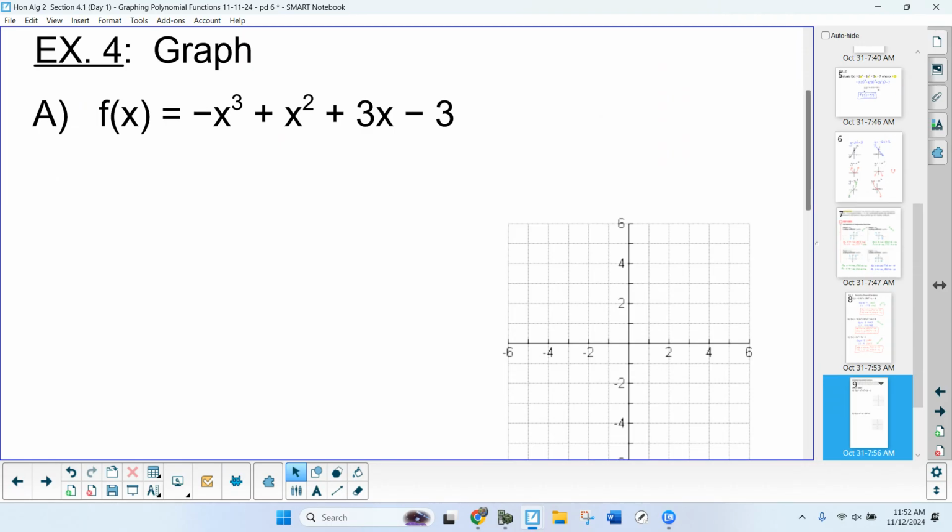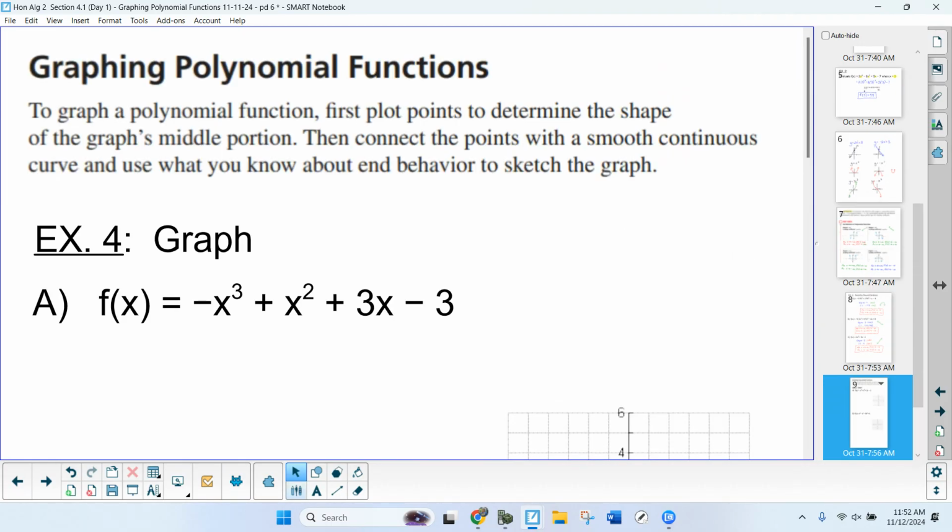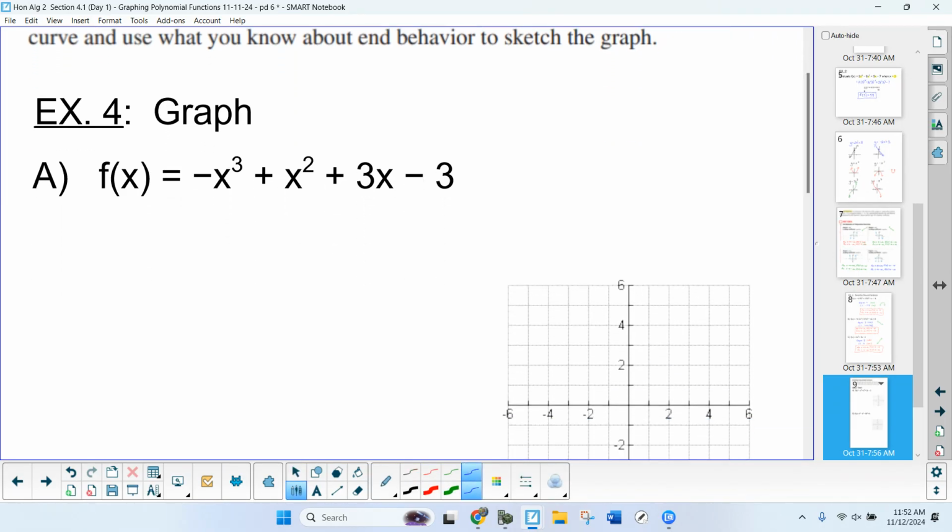Is it in standard form? Yep. What's the degree? 3. The degree is 3. What's the leading coefficient? Negative. So we have odd and negative. So what can you guys tell me about the end behavior? Odd means they're going in what? Opposite. And negative means up to the right or down to the right. So we know it's going to do something like this. Okay? And I just keep that in mind because I know the ends of my graph have to go in that direction.